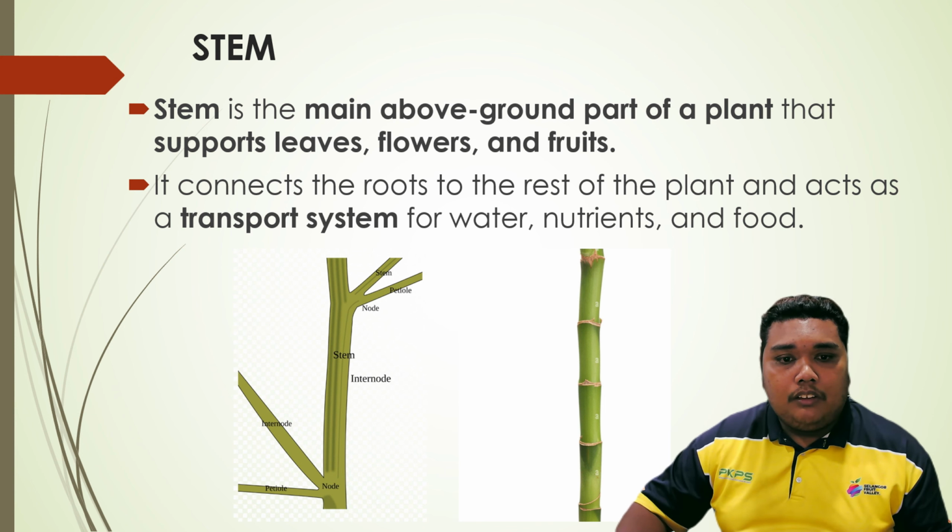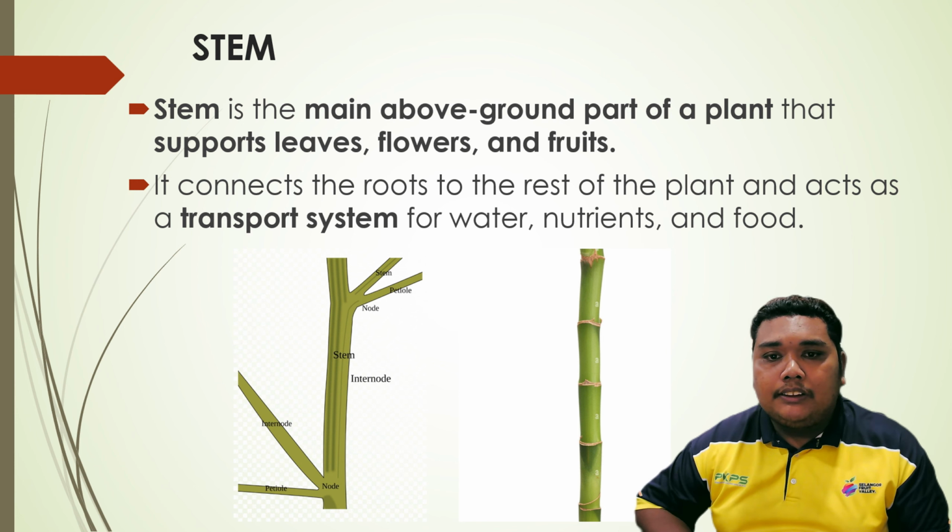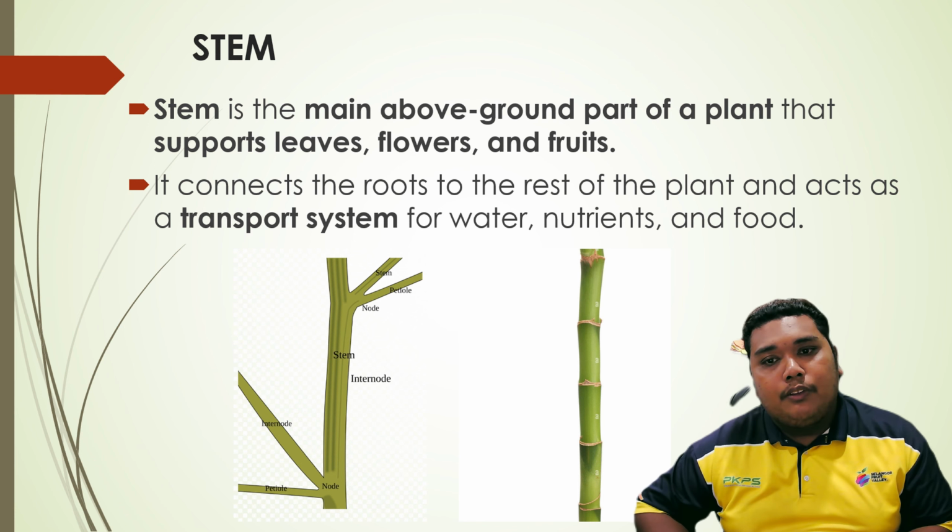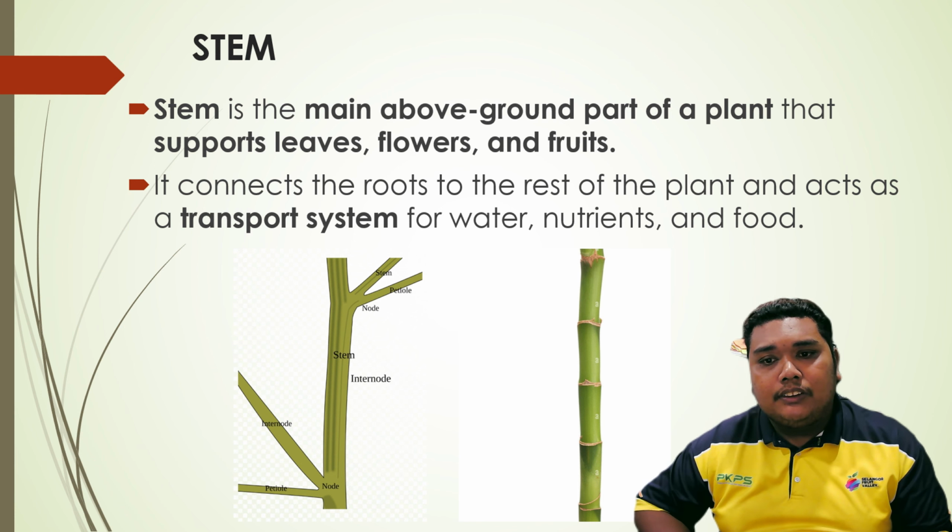Firstly, I would like to thank Encik Raja Faiz for the introduction and the presentation about plant morphology. Next, I will talk about stem. Firstly, stem is the main above ground part of the plant that supports leaves, flowers, and fruits. It connects the roots to the rest of the plant and acts as a transport system for water, nutrients, and food. So basically, stem is the hardest part of each plant.